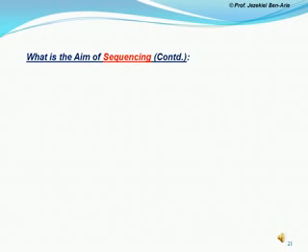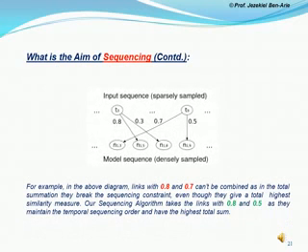For example, in the above diagram, links with 0.8 and 0.7 cannot be combined in the total summation, as they break the sequencing constraint even though they give a total highest similarity measure. Our sequencing algorithm must take the links with 0.8 and 0.5, as they maintain the temporal sequencing order and have the highest total sum.